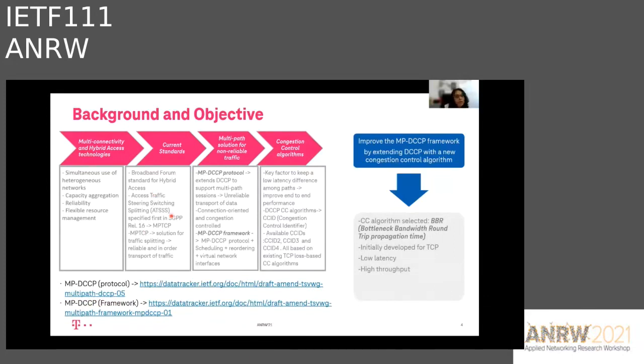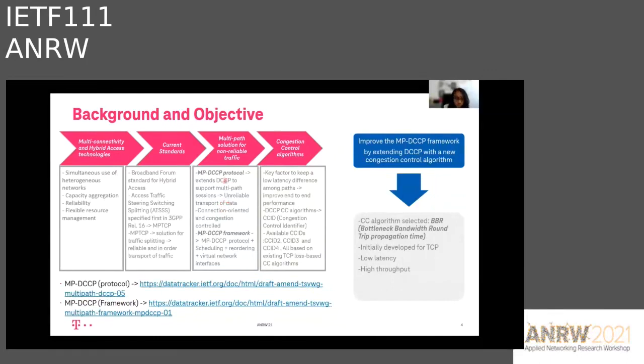This specification has already defined MPTCP as a solution for traffic splitting, but it is limited only to the reliable and in-order transport of traffic, which means it is not suitable for any real-time service or application, and is also not suitable for the transport of QUIC. On that basis, the MPDCCP protocol was developed to provide a multipath solution capable of transporting non-reliable traffic.